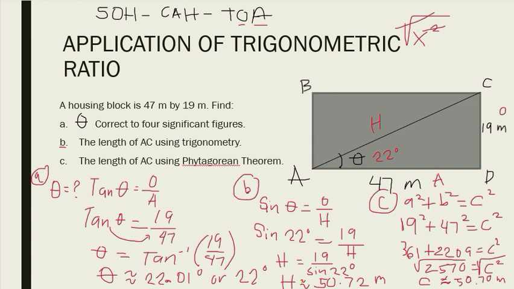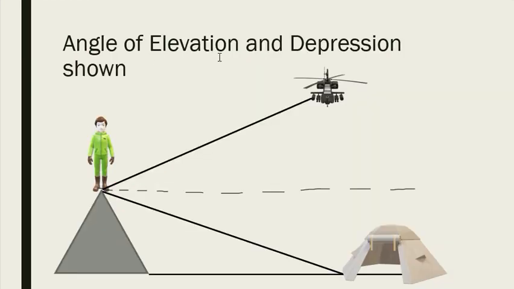Let's now go to our angles of elevation and depression. Say for example, you went camping, and you decided to go to the summit of a certain mountain. At the summit, you look out and you can see a helicopter in the distance, high overhead. Actually the human should be down here, but I drew it this way so that it's visible.